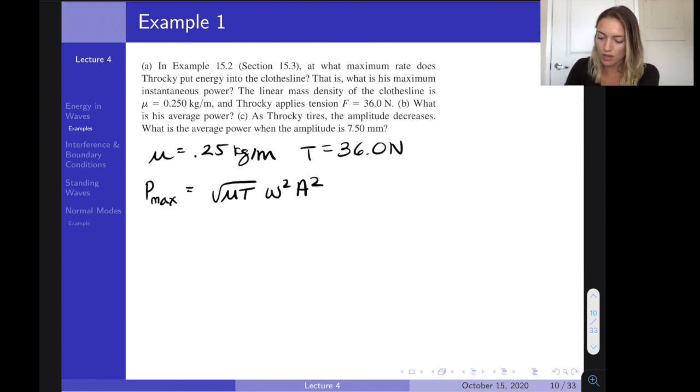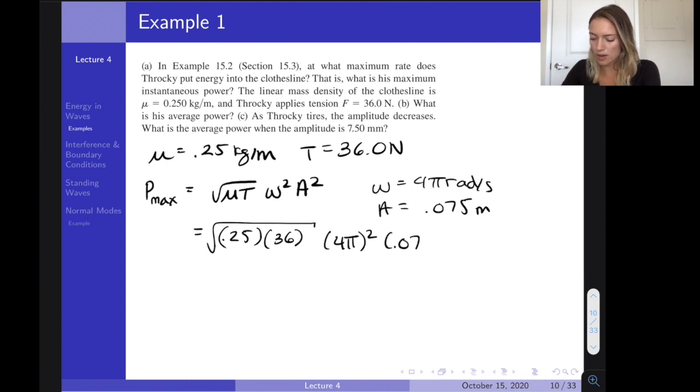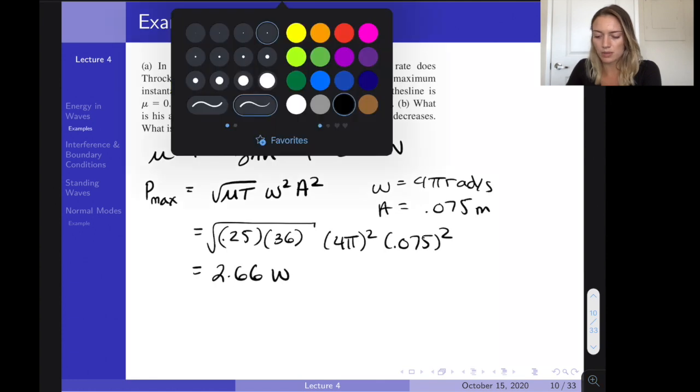So omega we had found was 4 pi radians per second, and the amplitude was 0.075 meters. That was just from our previous problem. So now we can just plug these in here because we have everything else, right? We have the mass density is 0.25, the tension is 36, take the square root, and then we just square 4 pi radians, and then we square the amplitude as well. And this comes out to 2.66 watts. Remember, power is measured in watts.